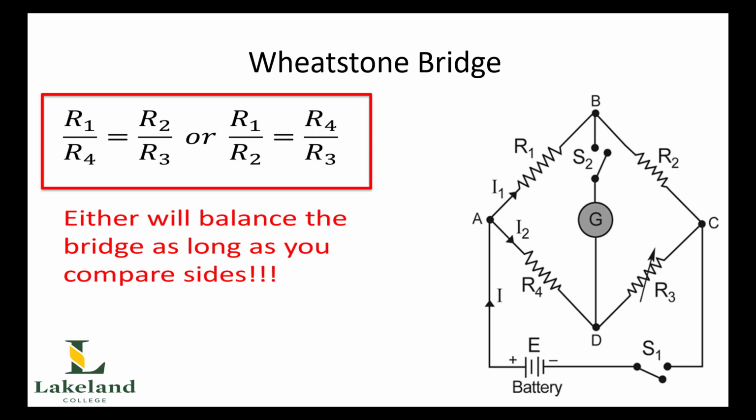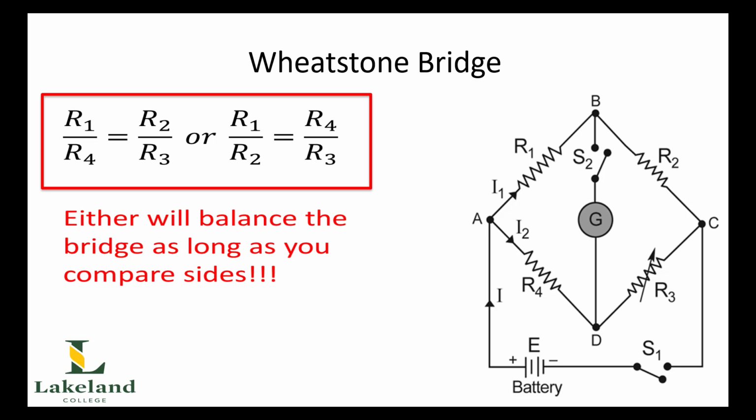Now the circuit itself on the right hand side you can see consists of our two fixed resistors, R1 and R2, our variable resistor, R3, and then R4 would be our unknown resistance that we would be balancing the bridge to determine what that resistance is. Now you'll see our two switches, S1 and S2. S1 is simply our power supply switch, and S2 is the switch that will turn on the center galvanometer.